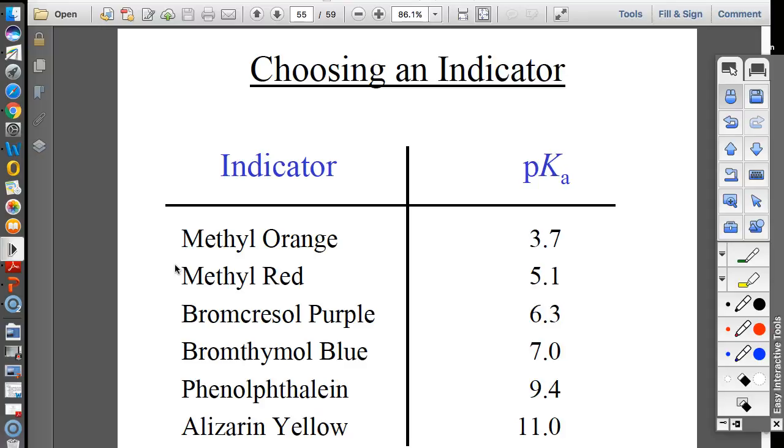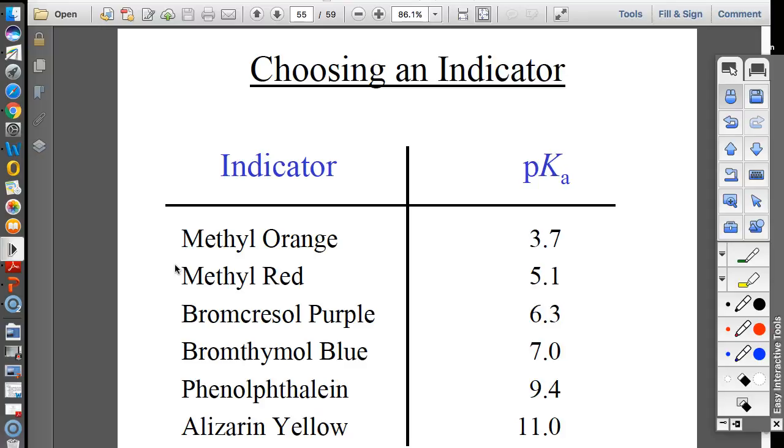So if we had a weak acid, they may not give you all the information. If you're titrating a weak acid with a strong base, you know the equivalence point pH is going to be higher than 7, right? Off the top of your head, you have to know that. And so you would probably pick phenolphthalein. But if you were titrating a weak base with a strong acid, you would probably pick methyl red. You follow my logic there?